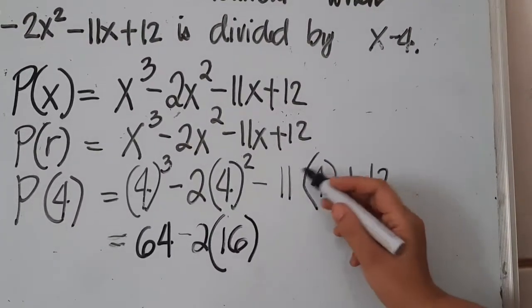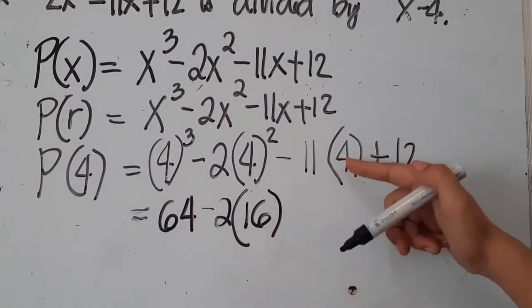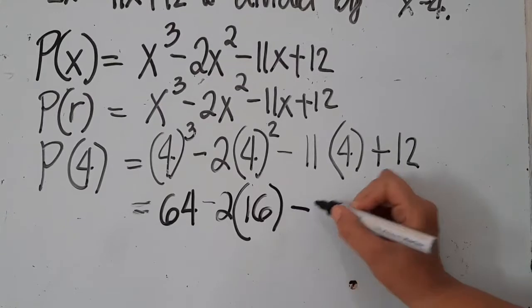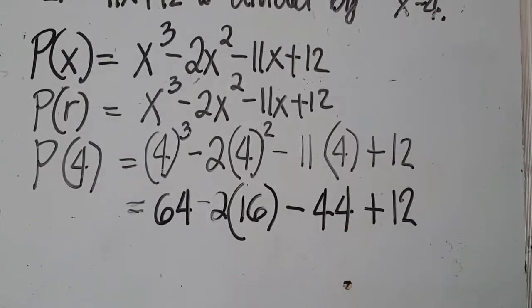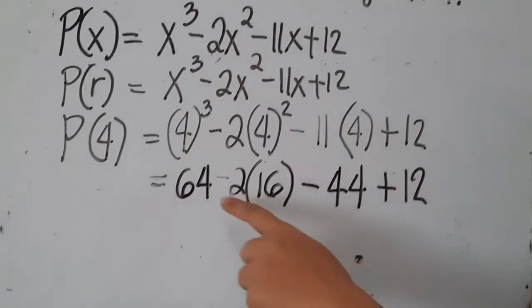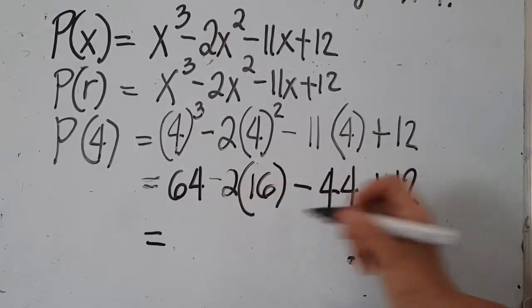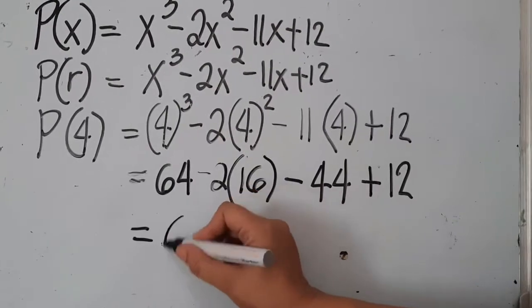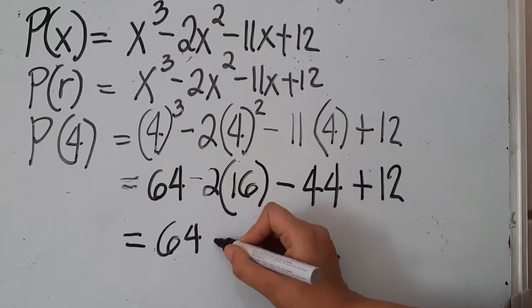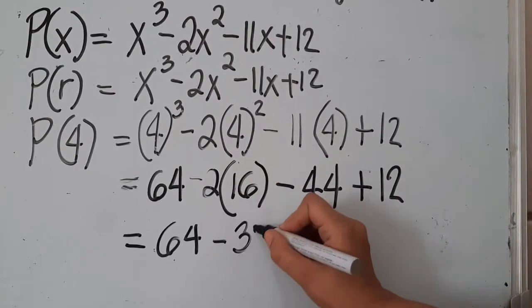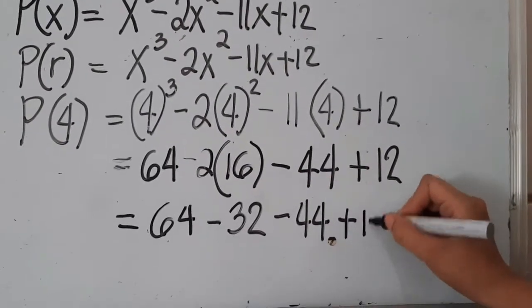Next, since there are no more exponents here, we can do multiplication. So negative 11 times 4, we get negative 44, plus 12. Now we can do multiplication since there is still 2 times 16. The rest you can copy so that you will not be confused. So 64, minus 2 times 16, the answer is, yes, negative 32. Copy negative 44 plus 12.